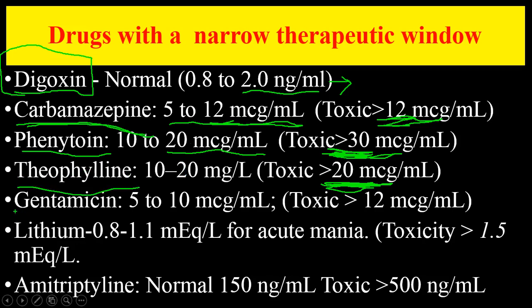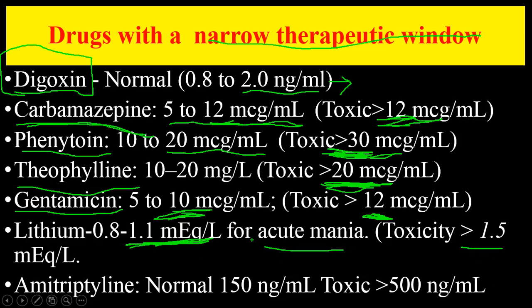And similarly, gentamicin. Gentamicin is an aminoglycoside antibiotic. So above 12 it is quite toxic. So it is also a narrow therapeutic window drug, whereas at 10 it might be therapeutic. Similar is lithium, which is used at the level of 1.1 milliequivalents per liter for acute mania. If you go above 1.5, then it might get toxic. So it is also a narrow therapeutic drug.